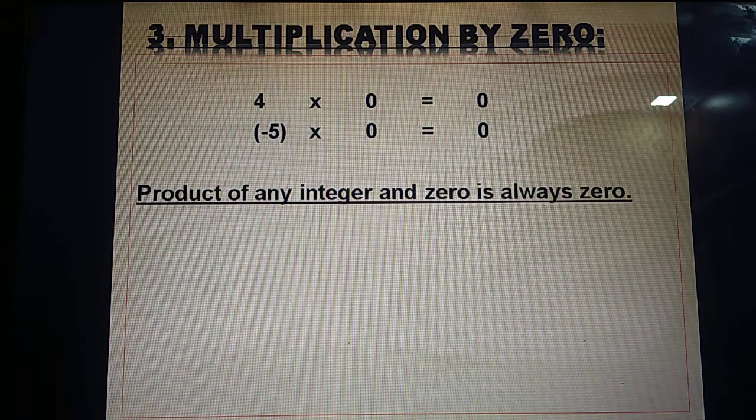So we can say integers are commutative under multiplication. Moving to the next property, that is multiplication by 0. If we multiply any integer, whether it is positive or negative, by 0, your answer is always 0. So the product of any integer and 0 is always 0.